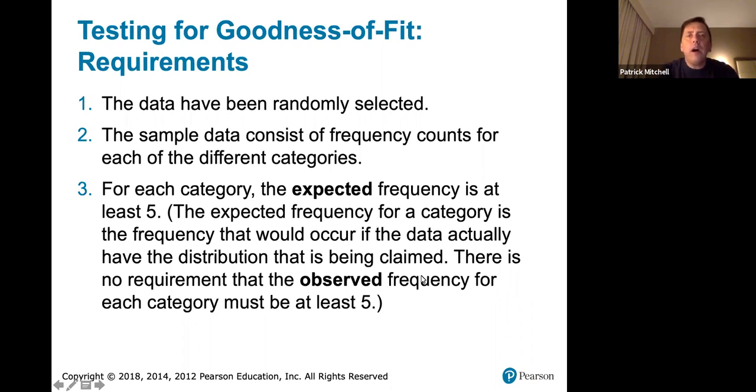All right, so requirements of testing for goodness of fit. Number one, the data have been randomly selected. Number two, the sample data consists of frequency counts for each of the different categories. And third, for each category, the expected frequency is at least 5. The expected frequency for a category is the frequency that would occur if the data actually have the distribution that is being claimed. There is no requirement that the observed frequency for each category must be at least 5.